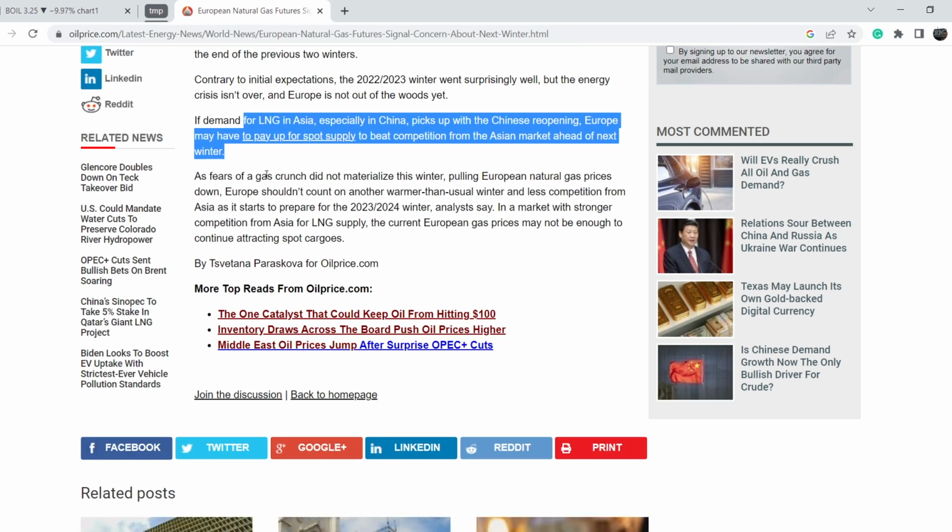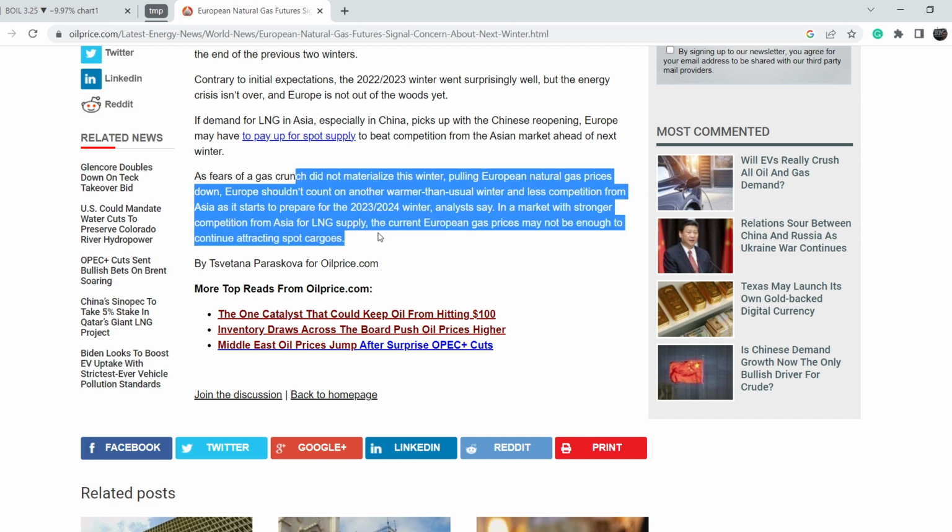As fears of a gas crunch did not materialize this winter, pulling European natural gas prices down, Europe shouldn't count on another warmer than usual winter and less competition from Asia as it starts to prepare for the 2023-2024 winter, analysts say. In a market with stronger competition from Asia for LNG supply, the current European gas prices may not be enough to continue attracting spot cargoes.